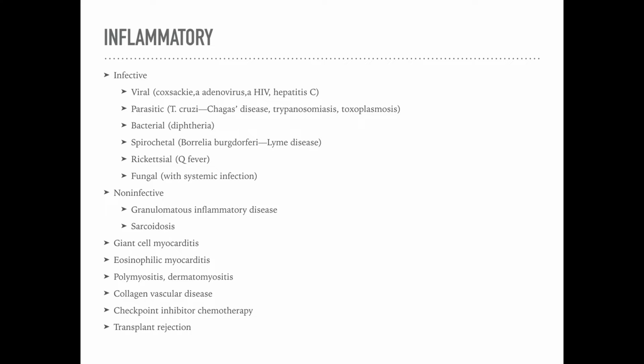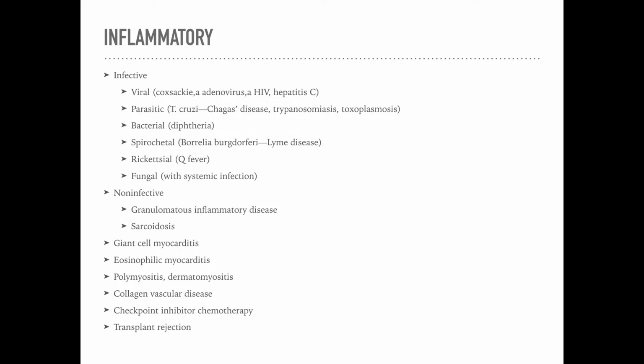Among bacteria, there is diphtheria. This is an effect of the diphtheria toxin. This is why we give diphtheria antitoxin as part of treatment. This is also why we vaccinate kids with the DPT vaccine. Also remember that diphtheria toxin can cause neuropathy.